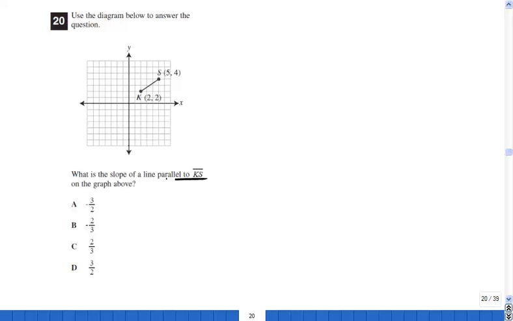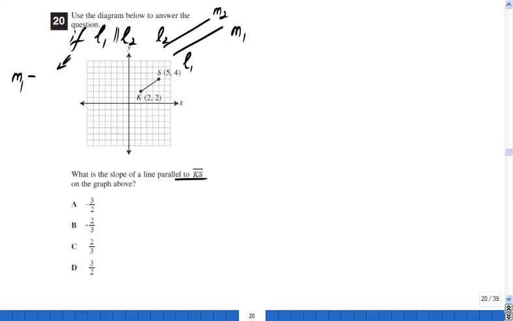You guys remember that if we have two lines that are parallel to each other, they have the same steepness, the same incline. If this one has a slope of M2 and this one has a slope of M1, the two slopes better be equal if the two lines L2 and L1 are parallel. If L1 is parallel to L2, then M1 should equal M2, all right?